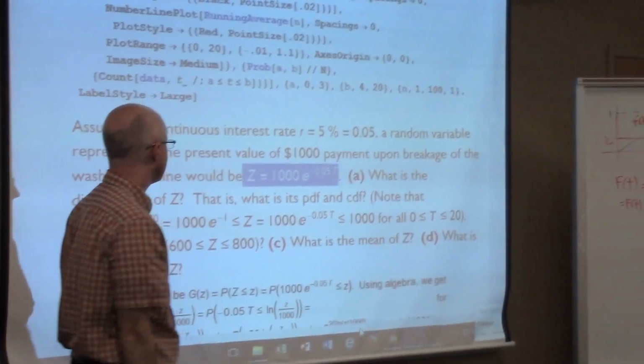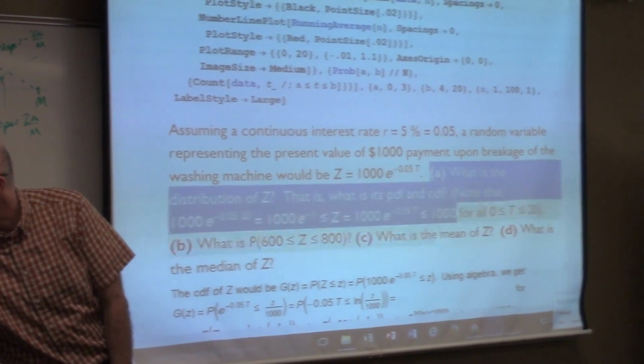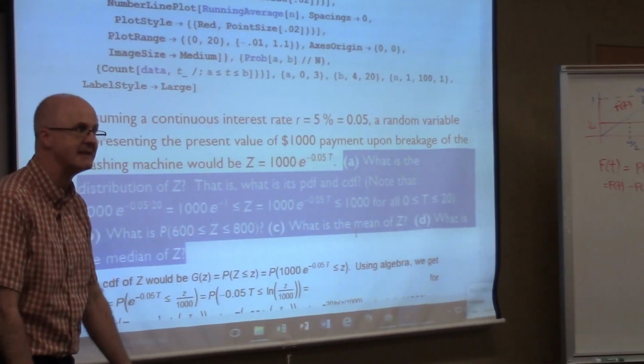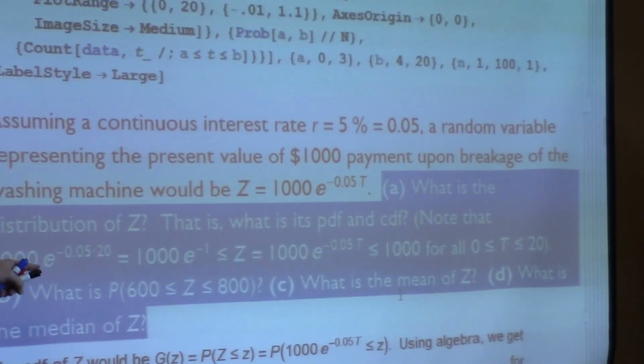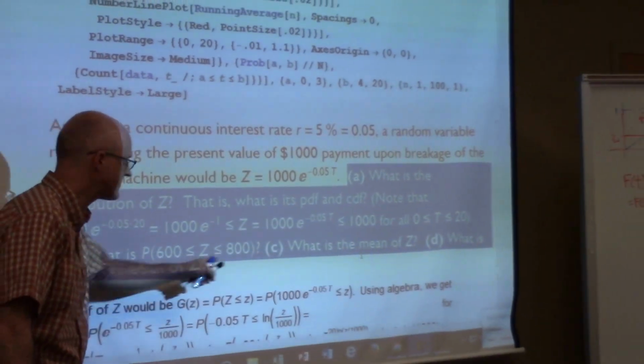What do you want to find? You want to know statistical kinds of things about Z, probability kinds of things, I should say. What is its distribution? Meaning, what's its PDF and its CDF? How do you find probabilities related to it? How do you find an actual probability? What is the probability that the present value is between $600 and $800?